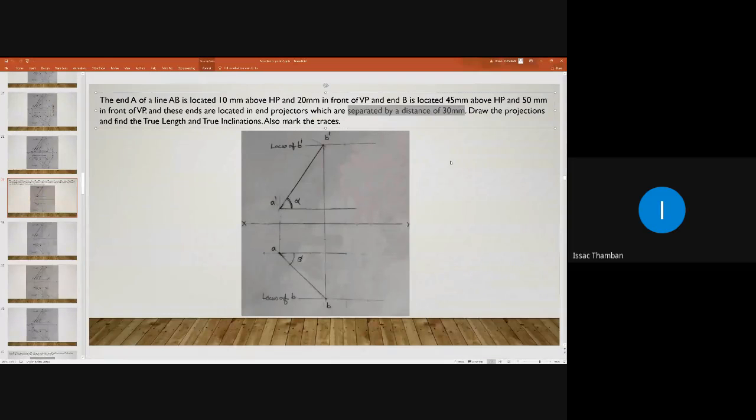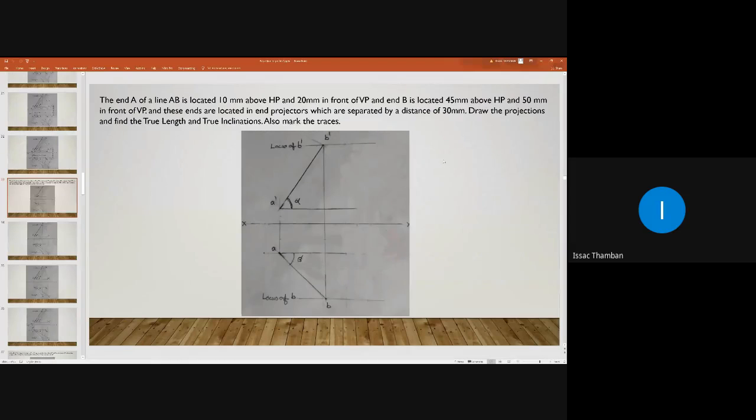That means you can draw the final projection of line AB, because the positions of ends A and B are given. And what is the question? Here, in this question, we have to find the true length and true inclination of the line, and we have to mark the traces. Here, line AB is inclined to HP and VP.